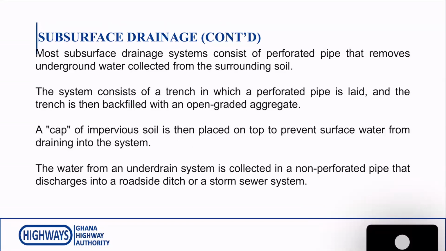As I explained earlier, most subsurface drainage systems consist of a perforated pipe that removes underground water collected from the surrounding soil. The water from an under drain system is collected in a non-perforated pipe that discharges into a roadside ditch or a storm sewer system.